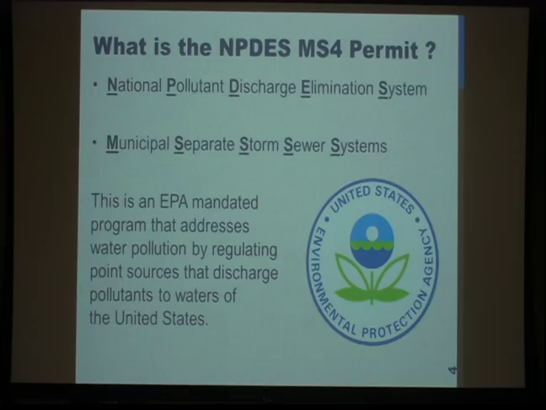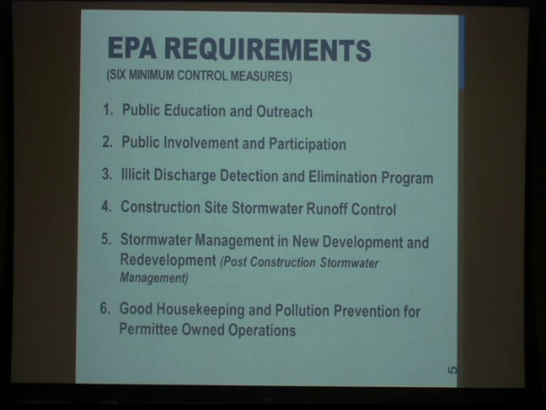That's why it's called MS4, which is the M and then plus 4 S's, separate storm sewer systems. So that means we don't have a combined system. That means our drainage goes by itself, and I'll show you where it goes, and it goes untreated into our streams or wetlands or waterways. So what are the EPA requirements that we have to do under these MS4 NPDES regulations or permit?